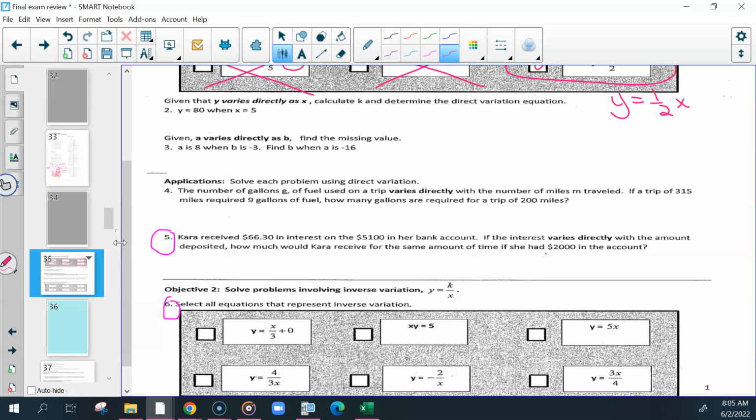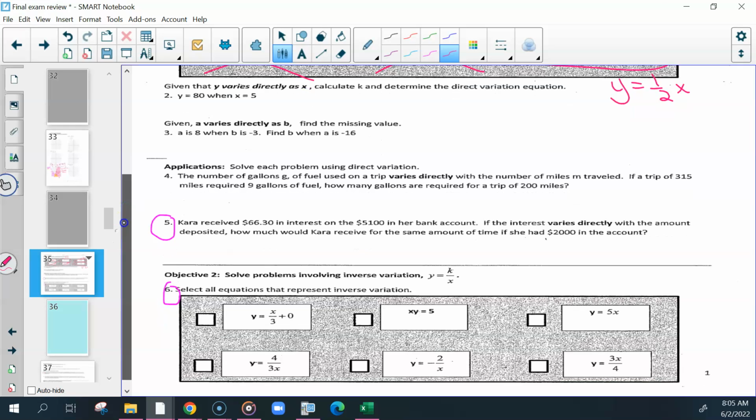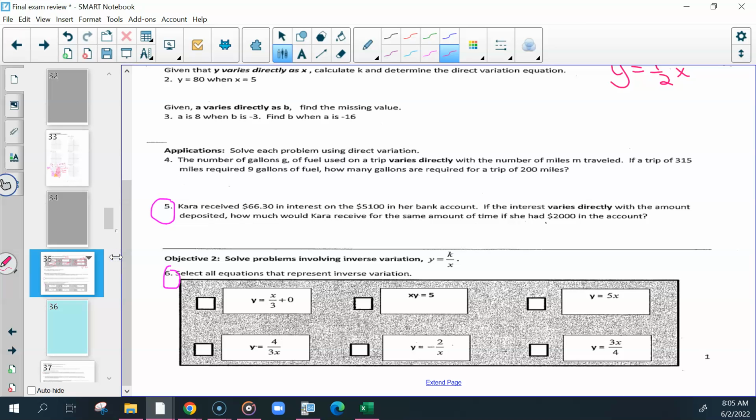For number 5, where we are still looking for direct variation, remember that there are 2 different ways to go about this. One, you can set up a proportion. The other one you can solve for k, put that back in, and then find it. If you're setting up a proportion, you need to know which one is y, which one is x. Whatever comes before the words varies directly is your y. So the interest is y, and the amount deposited is x. To find our k value is always y over x.